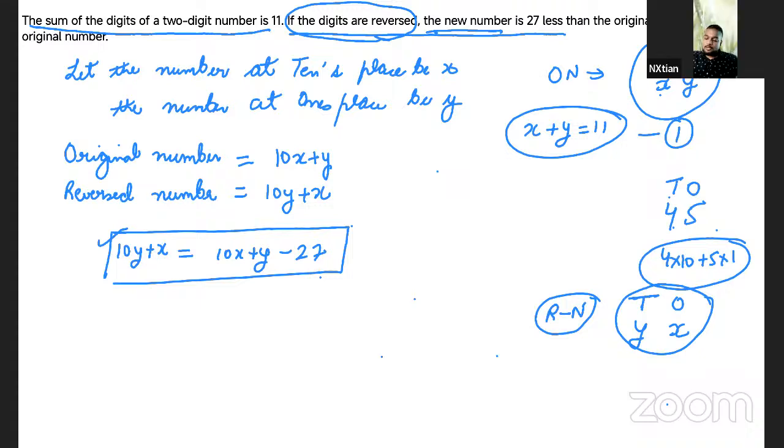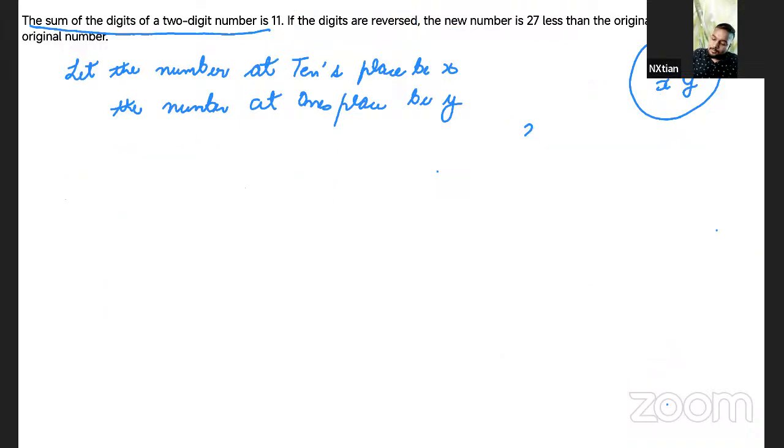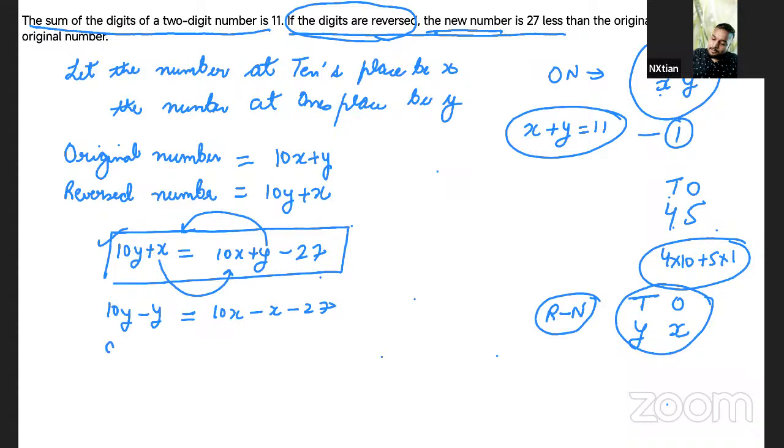Now we have to solve it. It will become 10y plus x equals 10x plus y minus 27. Now this plus y will go to minus y, and plus x will go to minus x. So 10y minus y is 9y, equals 9x minus 27. Now divide by 9.